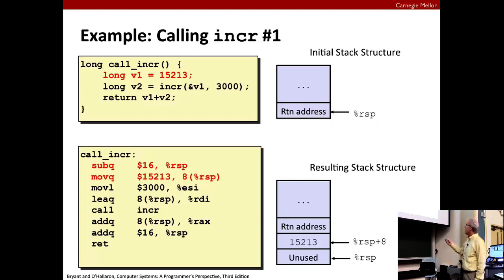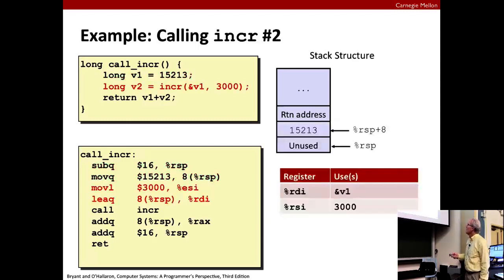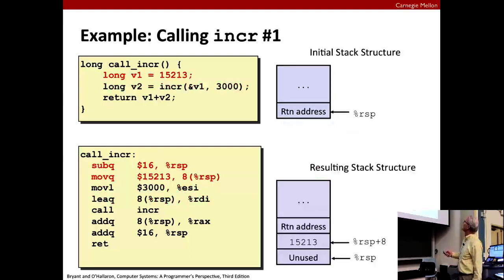So now we have a number, 15213, that's sitting in memory, and we can create a pointer to it. And so now to set up this call, we need to create a pointer to v1, and we have to pass the number 3000. So we'll see that we'll copy 3000 to register ESI.